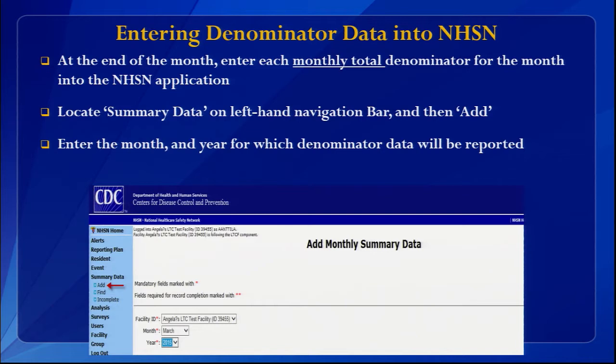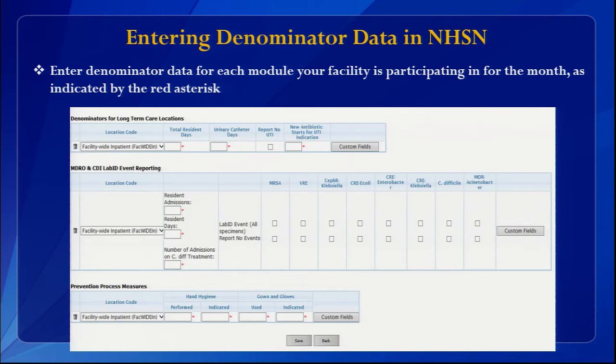So to do that, you would log in, go to your navigation bar on the left-hand side, and click Add, and then the facility ID will populate. You're going to select your month and your year. And then once you do that, you'll scroll down to this page, and everything with a red asterisk is required for you to enter data for your facility for this month.